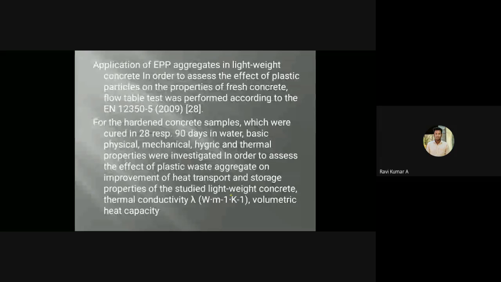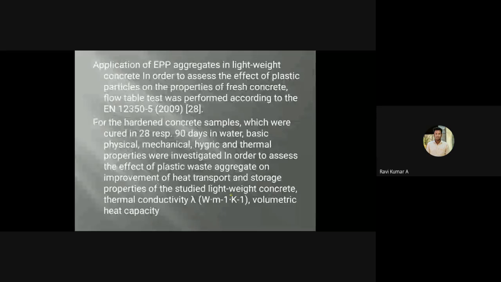The use of porous aggregates increases the time taken to dry. Hence, to offset this problem, aggregates are pre-soaked in water before adding into the cement.